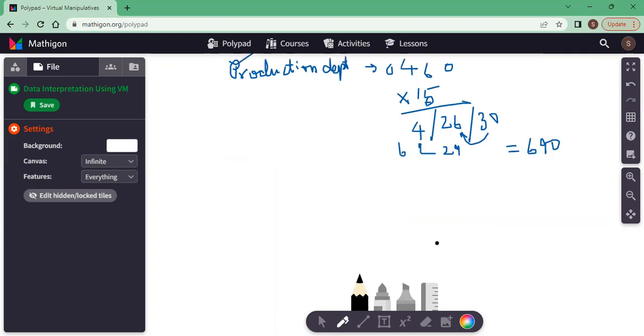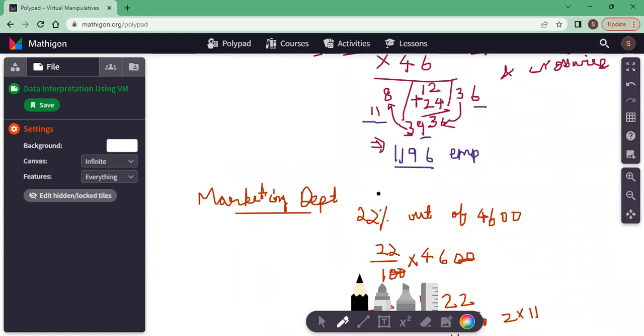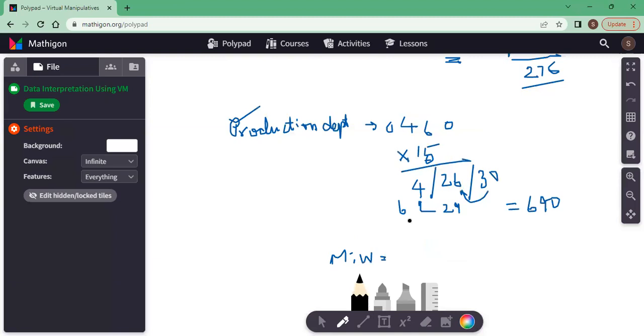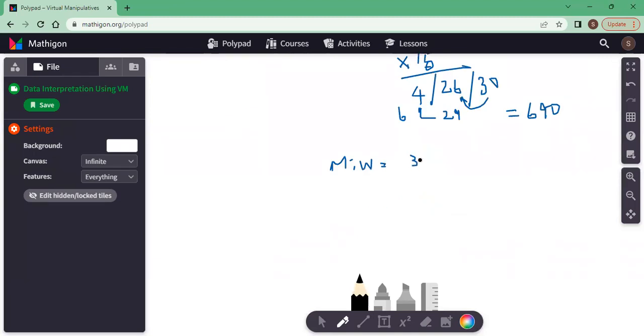Now, the ratio of men and women is given as 3:2. So, 3:2, this total is 5. So, you can divide the 690 by 5.